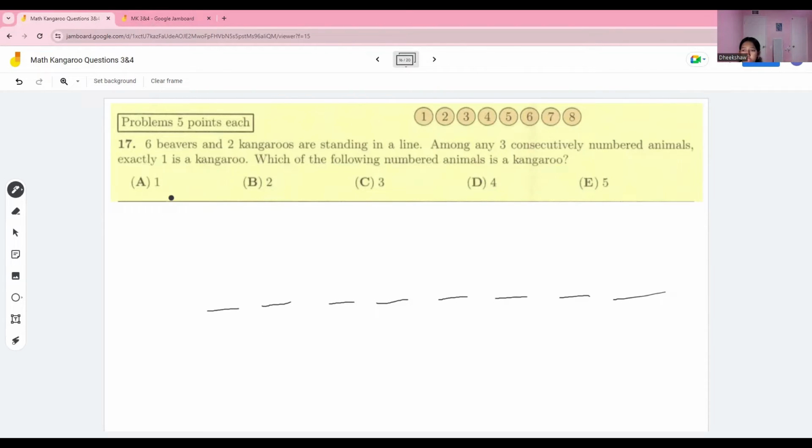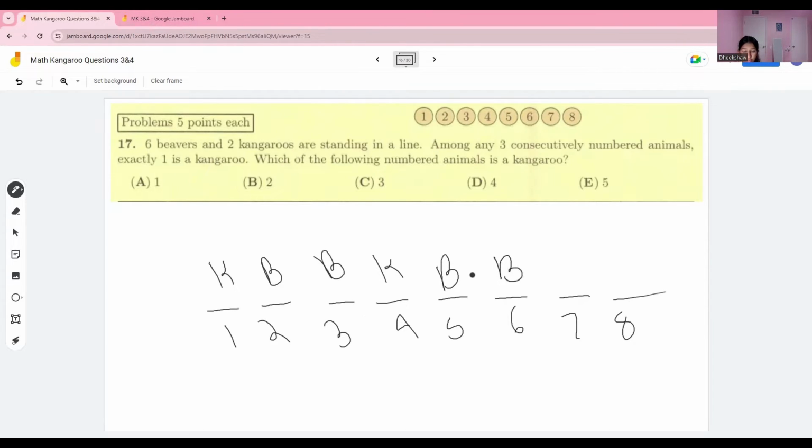So let's just start off this problem strong by checking off all of the answer choices. If placement 1 was a kangaroo, then placement 2 and 3 would be beavers, but placement 4 would have to be a kangaroo. I'm going to number these real quick. Placement 4 would be a kangaroo. Next, placement 5 would have to be a beaver. Placement 6 would have to be a beaver, but there are no other kangaroos left. Placement 7 and 8 would have to be beavers.